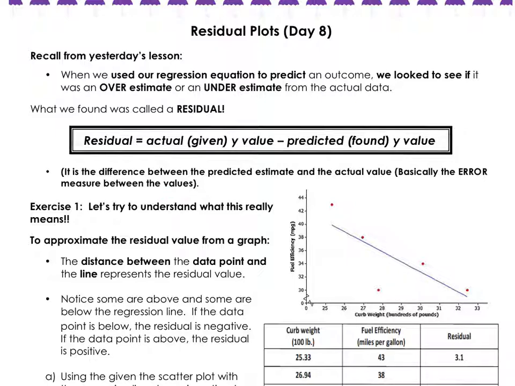values. If we look at exercise 1, it says let's try to understand what this really means. To approximate the residual value from a graph, we're looking for the distance between the data point and the line that represents the residual value. Notice some are above and some are below the regression line. If the data point is below, the residual is negative. If the data point is above, then the residual is positive.